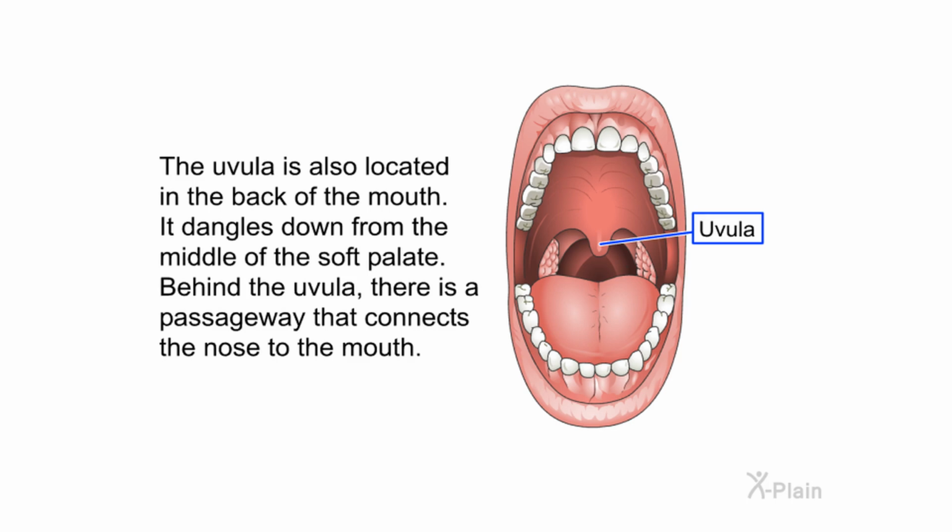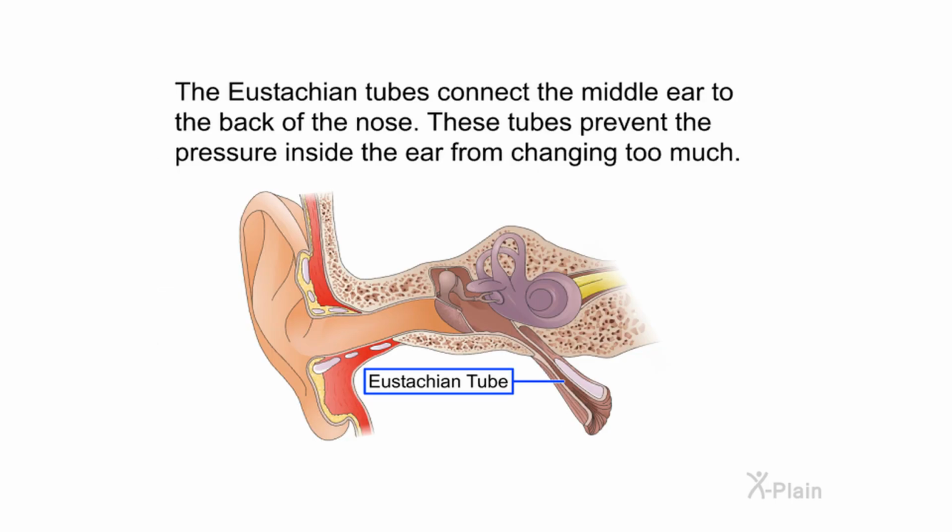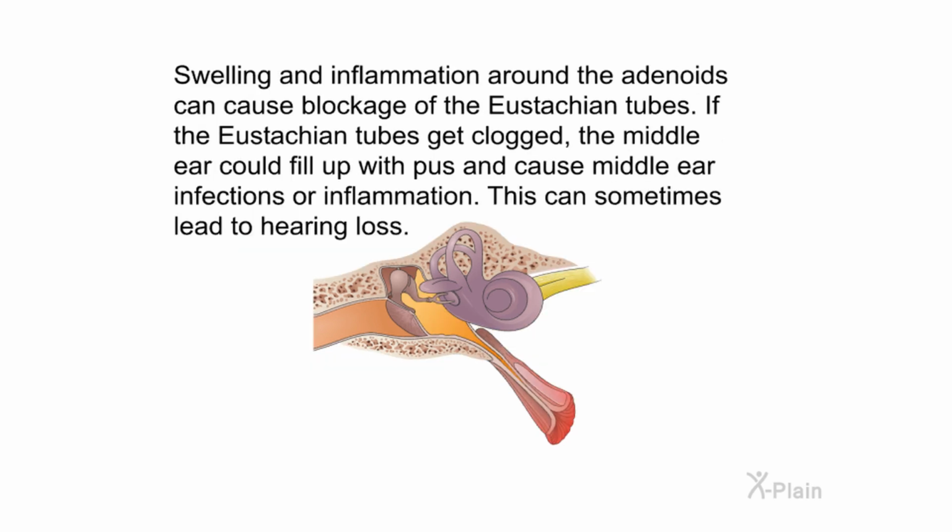The uvula is also located in the back of the mouth. It dangles down from the middle of the soft palate. Behind the uvula, there is a passageway that connects the nose to the mouth. The eustachian tubes connect the middle ear to the back of the nose. These tubes prevent the pressure inside the ear from changing too much. Swelling and inflammation around the adenoids can cause blockage of the eustachian tubes. If the eustachian tubes get clogged, the middle ear could fill up with pus and cause middle ear infections or inflammation. This can sometimes lead to hearing loss.